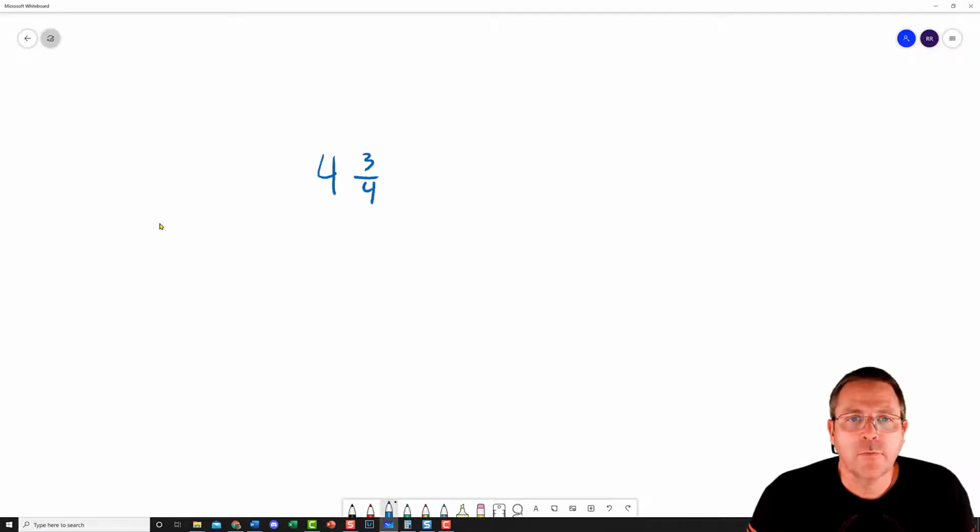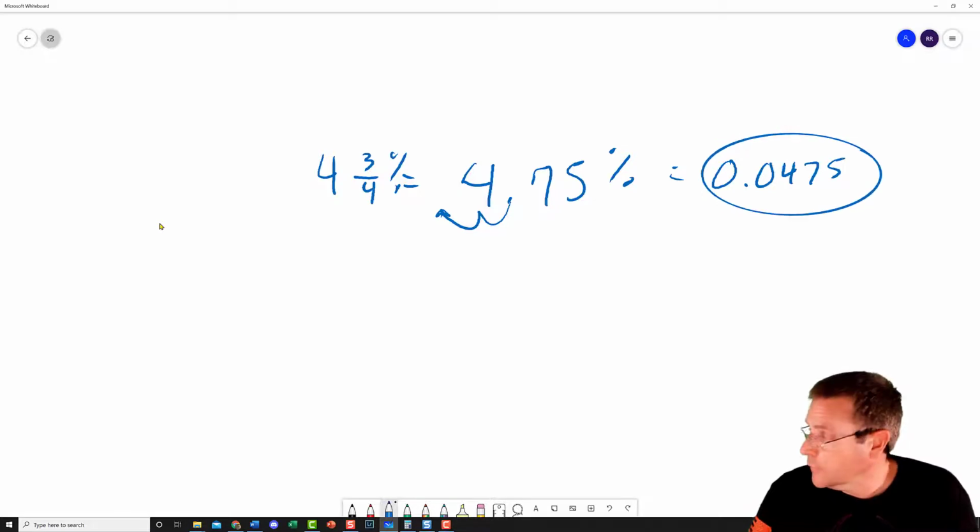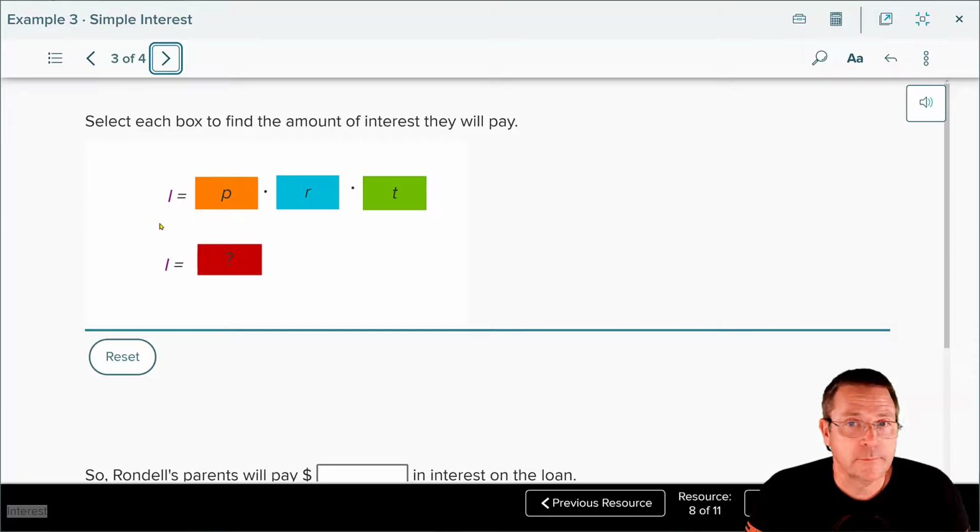4 3/4 is the same thing as 4.75. Now, both of those were percents. To change a percent to a decimal, all you have to do is bounce your decimal 2 spaces to the left. So that's where the 0.0475 came from. And as I'm sure you can hear, the screaming demon is no longer satisfied.